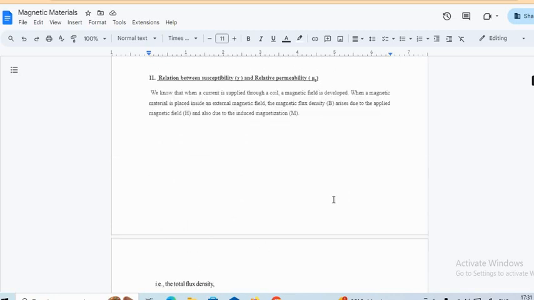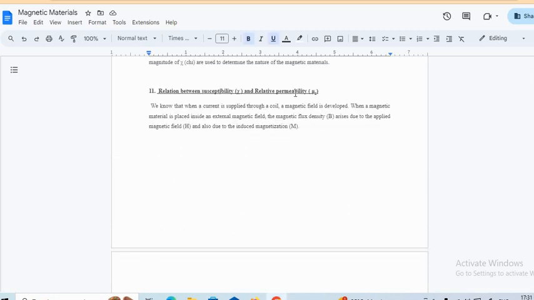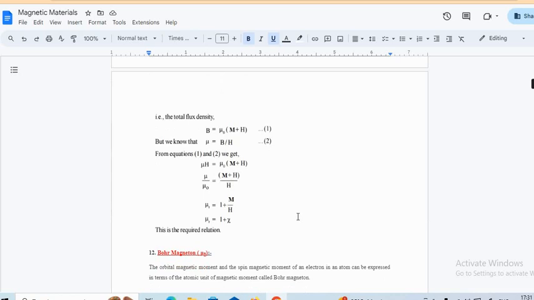Now an important relation, a relation between susceptibility and permeability. So you can consider that if you are considering a relative permeability, the total flux density B is equal to mu 0 times (M plus H). Now you know mu is equal to B by H. Okay, so just replace this and rearranging the terms, one can get a relation: mu R is equal to 1 plus chi. So this is the relation between permeability and susceptibility of a magnetic material.